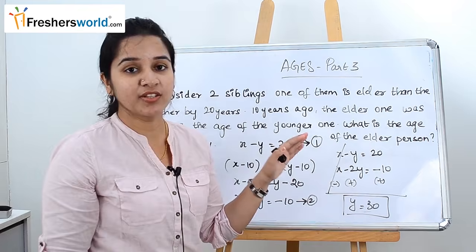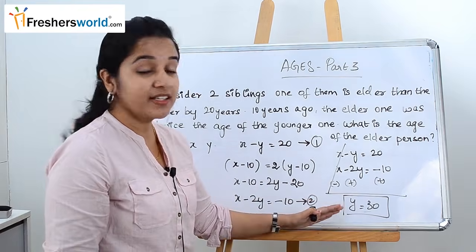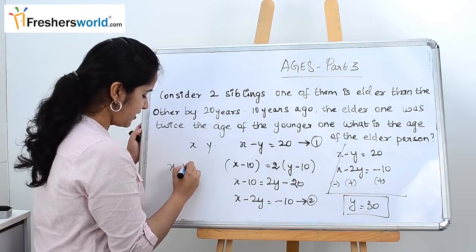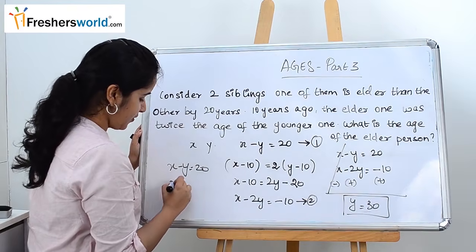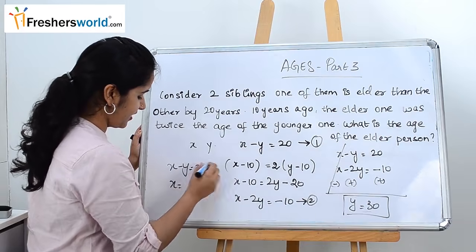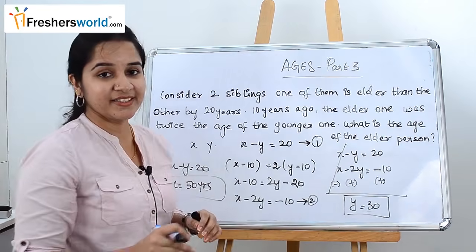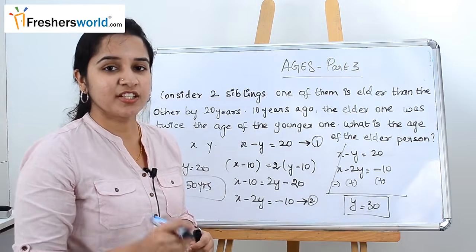So, now we know the age of the younger one. Elder is nothing but 20 years elder to him. So, nothing but x minus y is equal to 20. So, x is equal to y, which is 30, goes that side, becomes 50. So, the age of the elder sibling is nothing but 50 years. So, let's go to the next question.